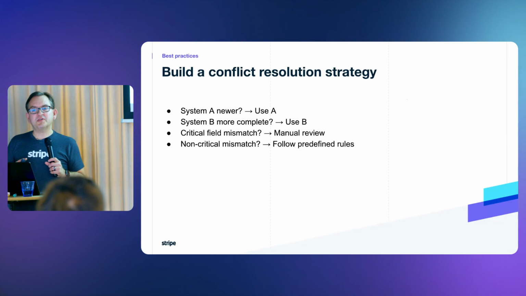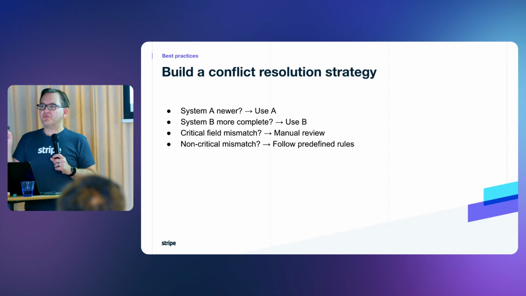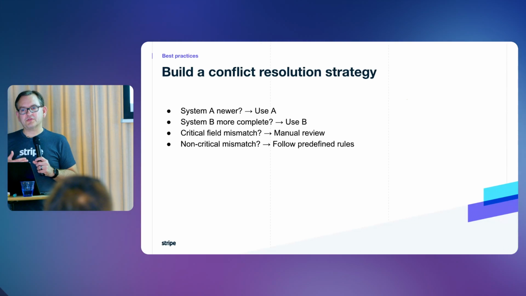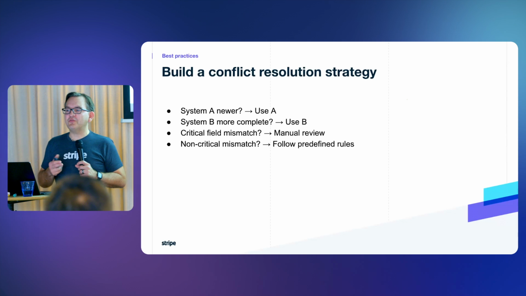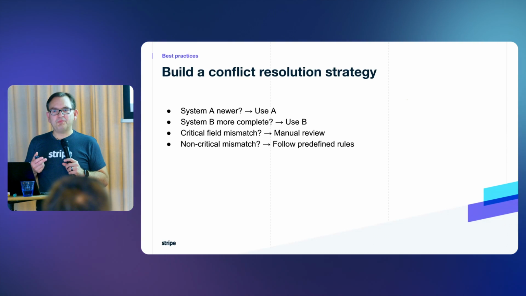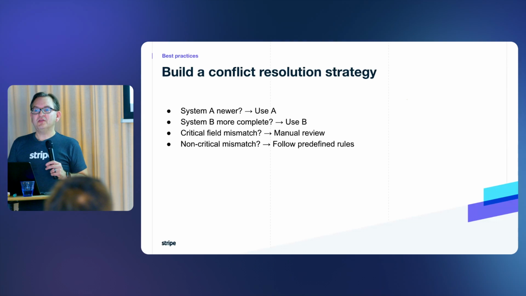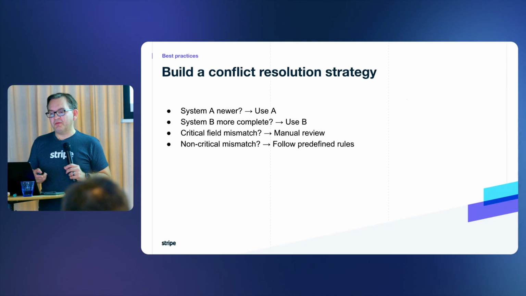If you have a critical field mismatch, such as a price, where you'll actually lose money if you get this wrong, maybe you flag that for manual review and don't do anything until a human gets involved. Or if it's a non-critical mismatch, such as a title where there's a word difference, you have some sort of predefined rule that decides which copy wins. Again, only you can know for your business what the rule should be, but I strongly suggest thinking about this before you're sat in production, dealing with the problem in real time.